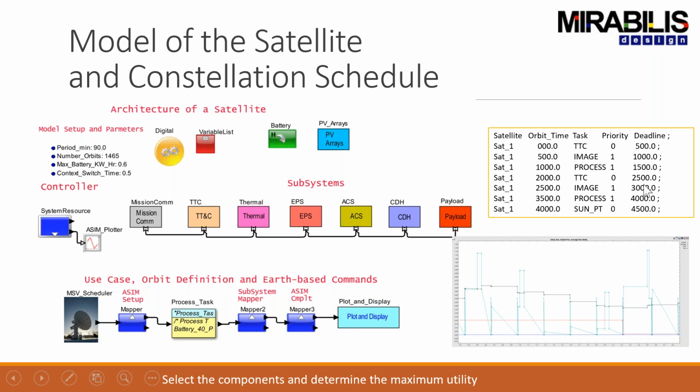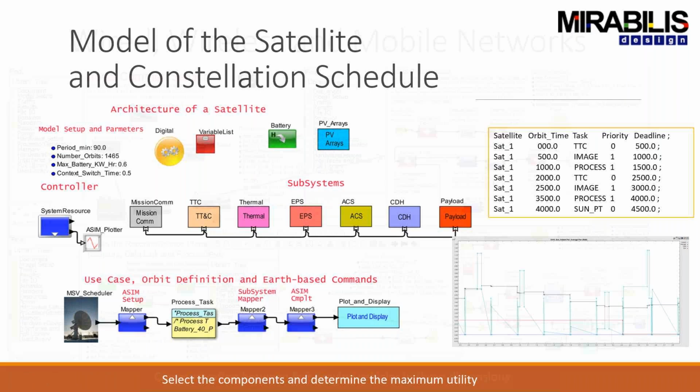So the goal here is you have these different subsystems, you have these different use cases and orbits, and you want to run different activities within each of these orbits based on a schedule, and you want to see whether they complete within their schedule, which means they meet their timing deadlines, and or they are within the power budget that's available for the particular design.